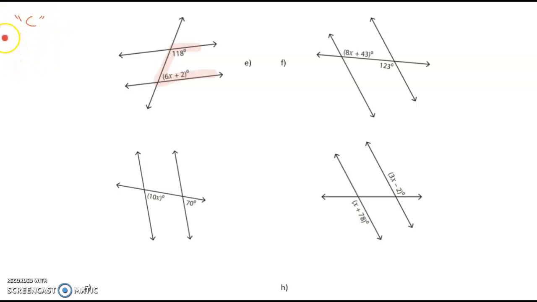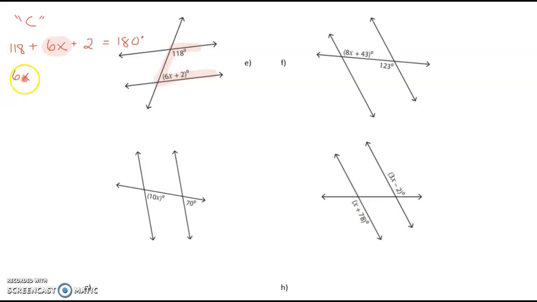So we have 118 plus 6x plus 2 equals 180 degrees. So now we can collect our like terms. We'll keep the variable on this side because it's positive, and then we're going to move everything else over to the other side, okay?